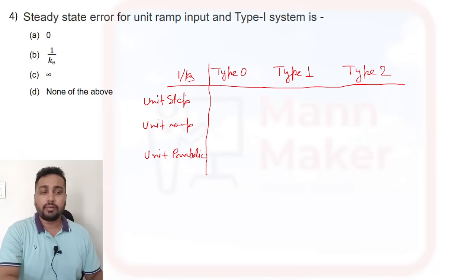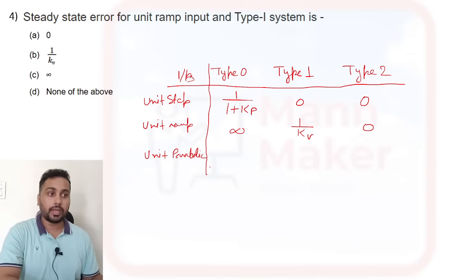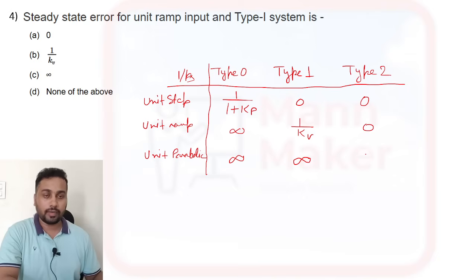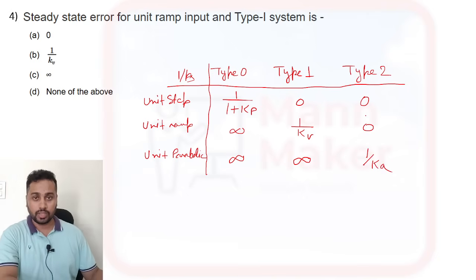For unit step input, type 0 is 1 by 1 plus Kp, type 1 is 0, type 2 is also 0. For ramp input, type 0 is infinite, type 1 is 1 by Kv, and type 2 is 0. For unit parabolic input, type 0 is infinite, type 1 is infinite, and type 2 is 1 by Ka. So this is the table that you also need to remember.